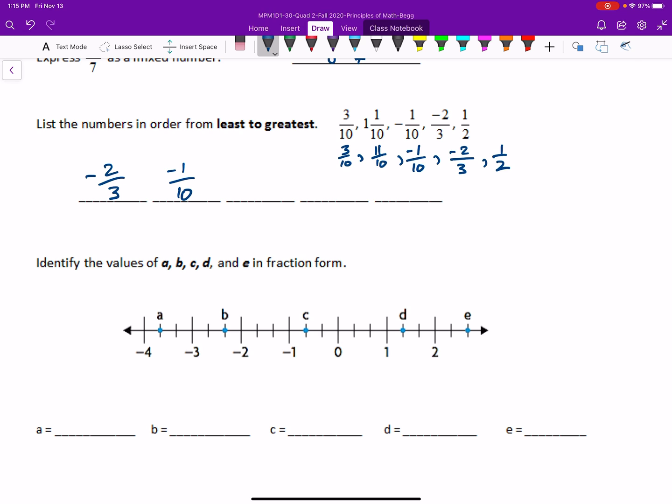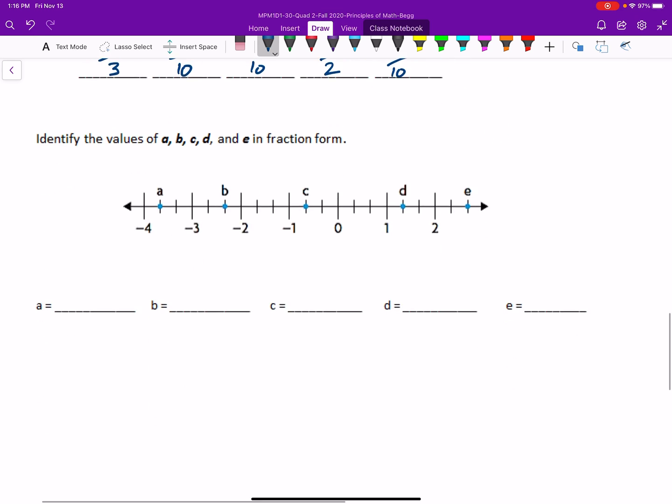Now that I've got to positive numbers, I'm going to start with the smallest one and work my way up. So I've got 3/10 and 11/10. Obviously 3/10 is smaller, but I've also got a half. So is 3/10 smaller or bigger than a half? Well, 5/10 would be a half, 3/10 is less, so it comes next, and then a half, and then 11/10. Or 1 1/10 if you want to leave it like that.